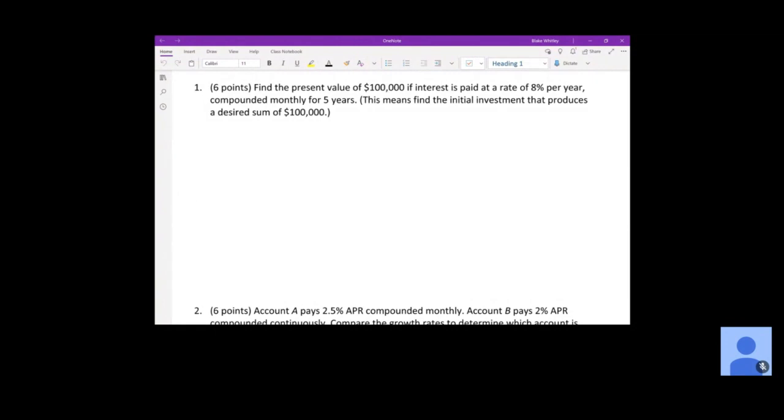All right. So let's just go ahead and start with the first question here on the practice test. So it says we want to find the present value of $100,000 if interest is paid at a rate of 8% per year, compounded monthly, 5 years. And then in parentheses it says this means to find the initial investment that produces a desired sum of $100,000. So in this case, which formula are we going to have to use? Let's start there.